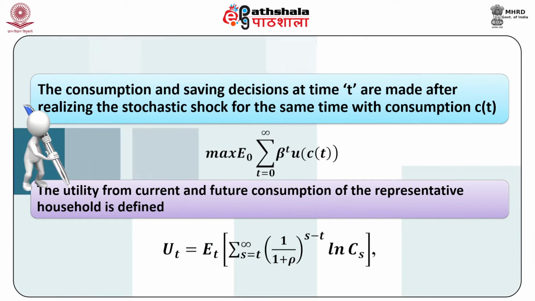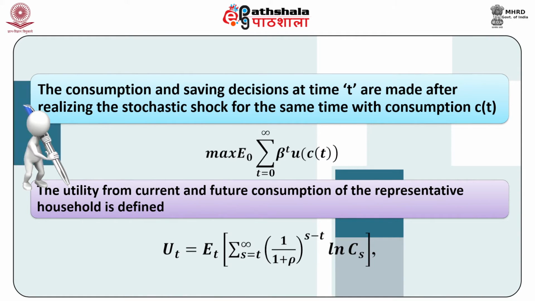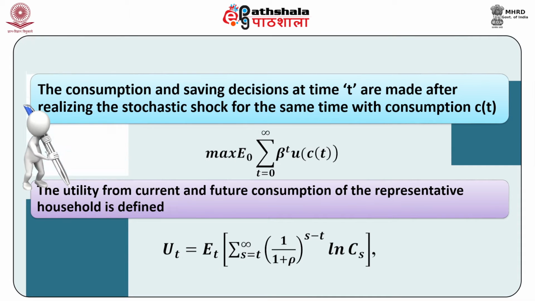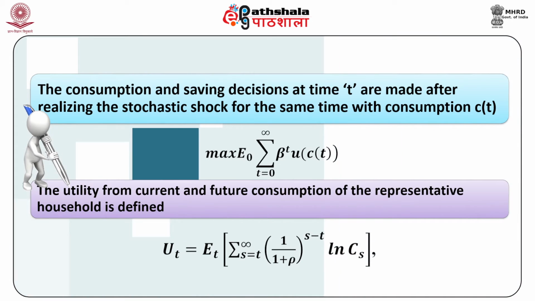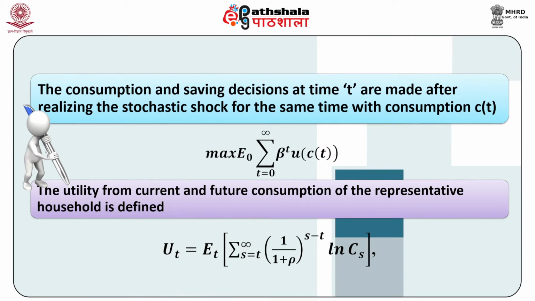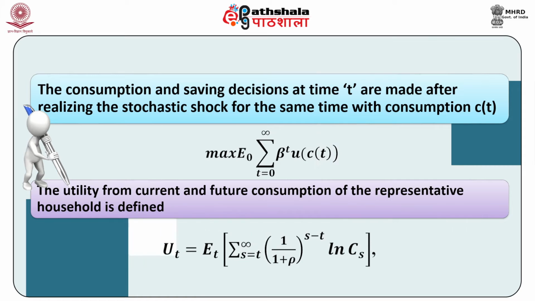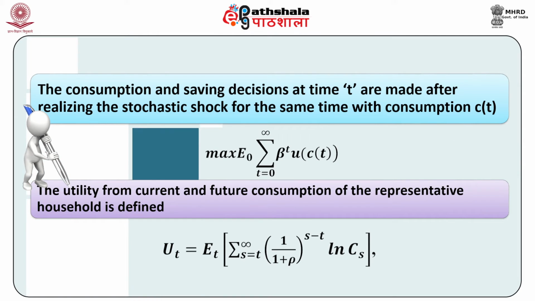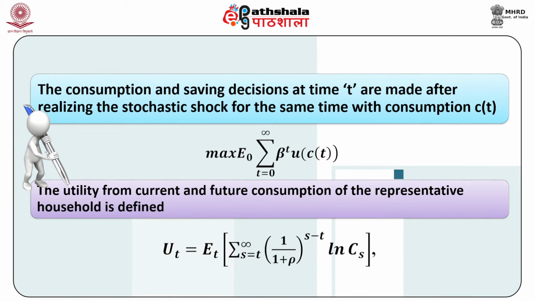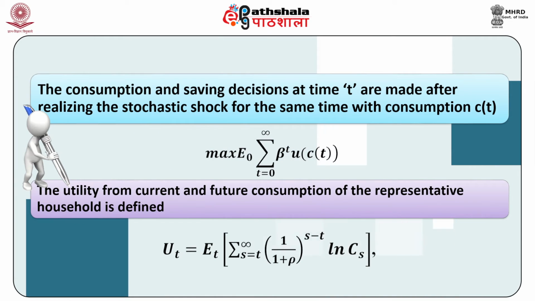The utility function from current and future consumption of the representative household is defined as U_t is equal to E_t summation of 1 upon (1 plus rho) raised to power s minus t, where s varies from t to infinity, multiplied by log of c_s, with rho greater than 0, which denotes the subjective discount rate. Every household has assets x_s upon which it receives interest payments equivalent to x_s times r_s, and receives labor income at given wage rate equal to w_s times l for labor services l.